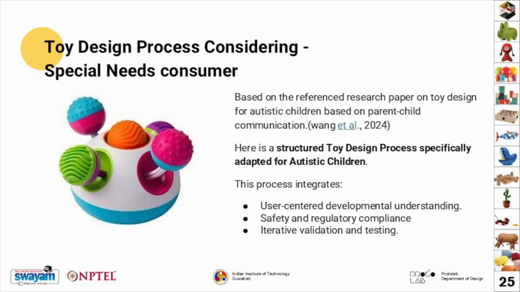In the special needs consumer toy design process, we are taking as an example children with autism between the ages of 2 to 6 years, which is widely considered the most effective developmental window for early intervention and therapeutic support. During this critical period, children are highly responsive to structured learning, sensory engagement, and emotional guidance. Here is a structured toy design process specifically adapted for autistic children.